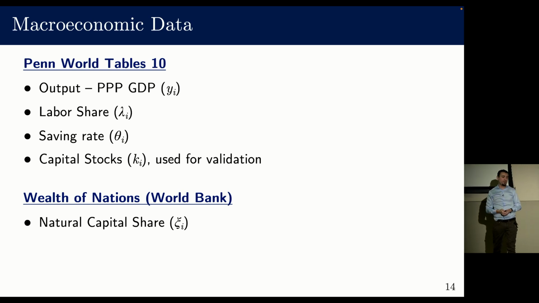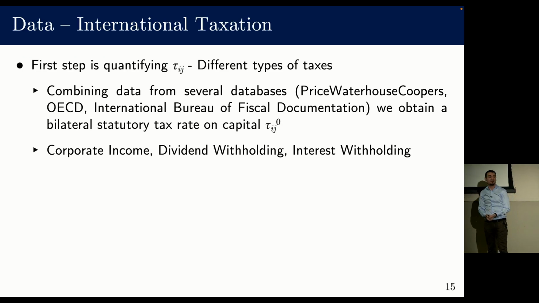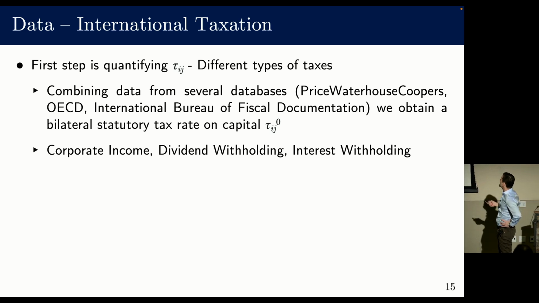Then from the World Bank, we get an estimate of the income share of natural resources. That's going to be Xi in our model. And then starts the task of getting estimates of the various frictions. And so the first one is international taxation. We basically did a lot of work here to collect data on international taxation from all sorts of sources.